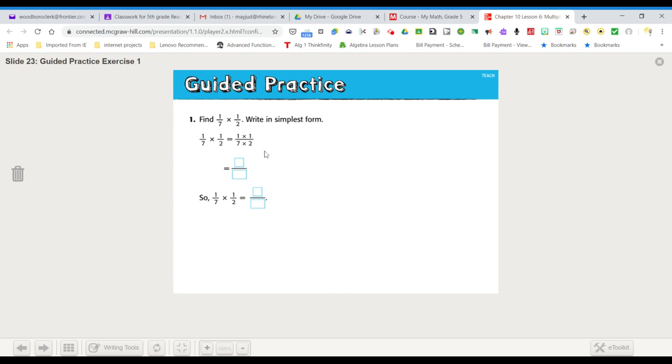So writing in simplest form, again, we are just going to be doing multiplying straight across. So we've got 1 times 1, which you know is 1, and 7 times 2 is 14. So this example, super easy.